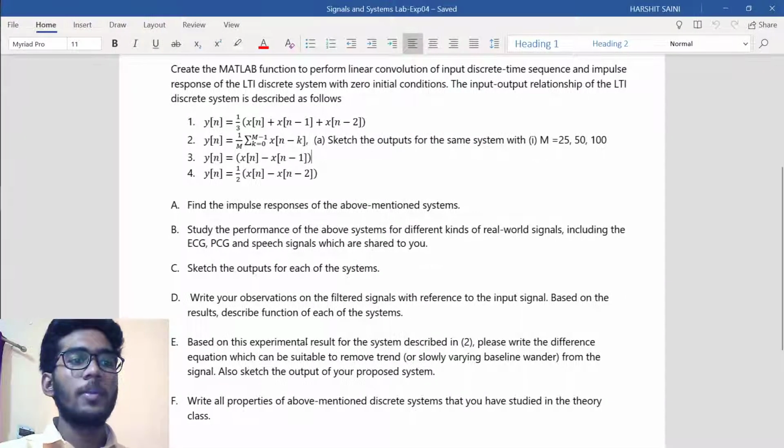Now coming to our properties part, as we have seen for all the systems, as they are LTI, they are linear and time invariant, and they are also bounded as they do not tend to infinity for any value of n. They are also causal and memory systems. So this brings us to the end of our report for experiment 4. Thank you.